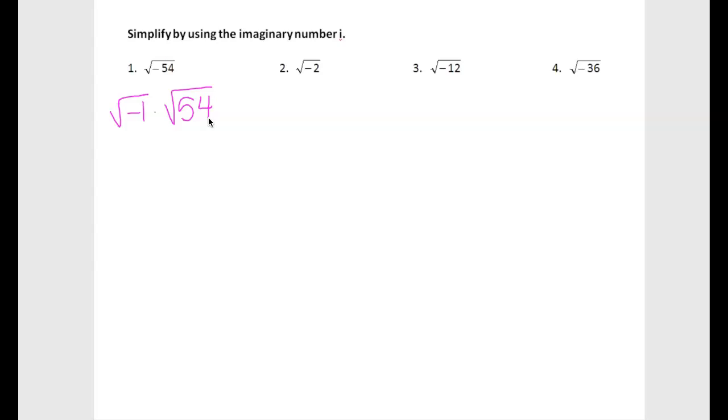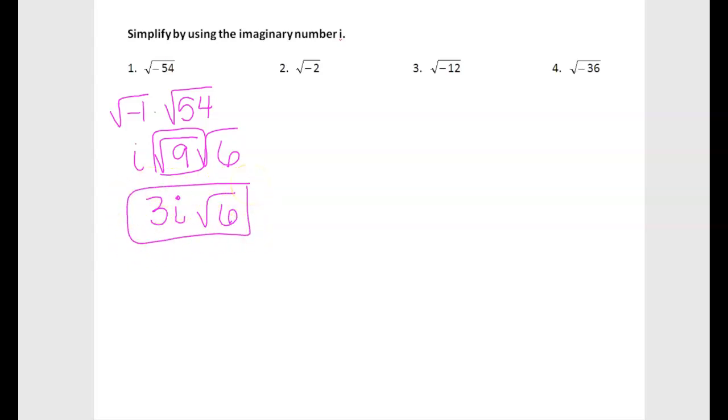And we said, by definition, the square root of -1 is now i. So you're going to change that square root of -1 to an i. And then you're going to go back to what we talked about before. We're going to say, okay, 54 breaks down into what perfect squares? So you would break 54 down into 9 and 6, because 9 is my perfect square. So you simplify that, so the square root of 9 becomes 3. So I get 3i square root of 6.